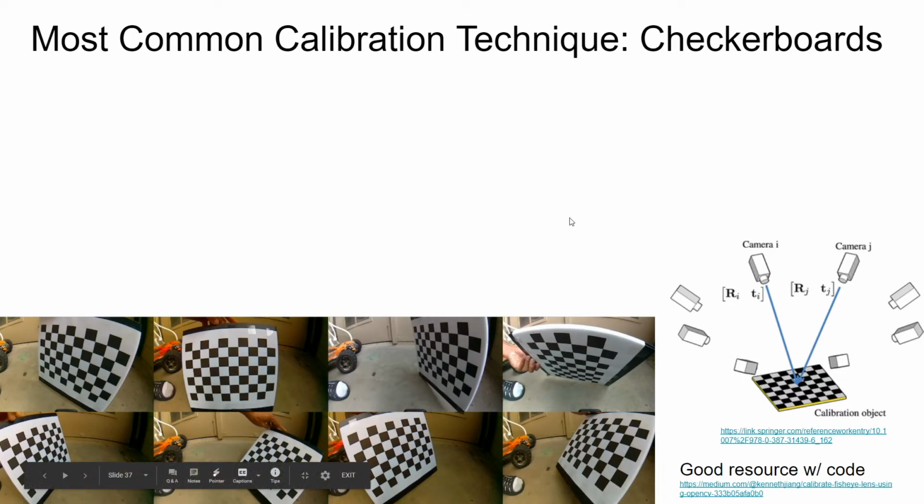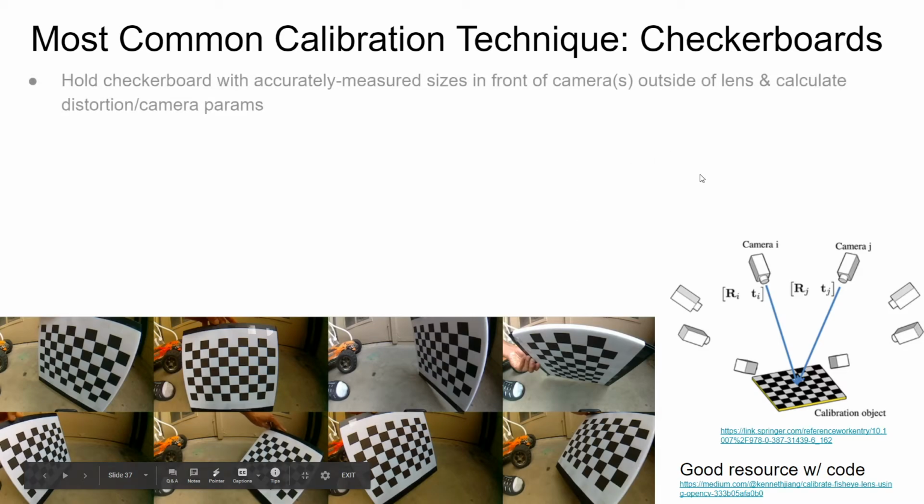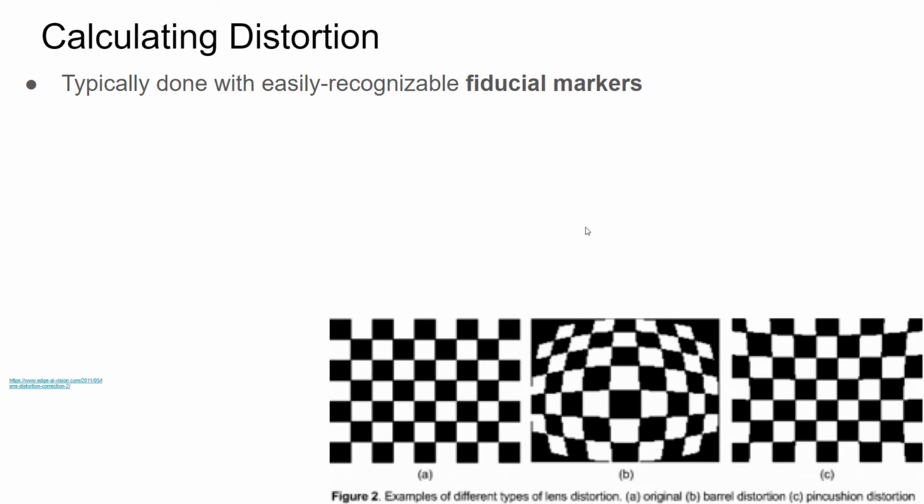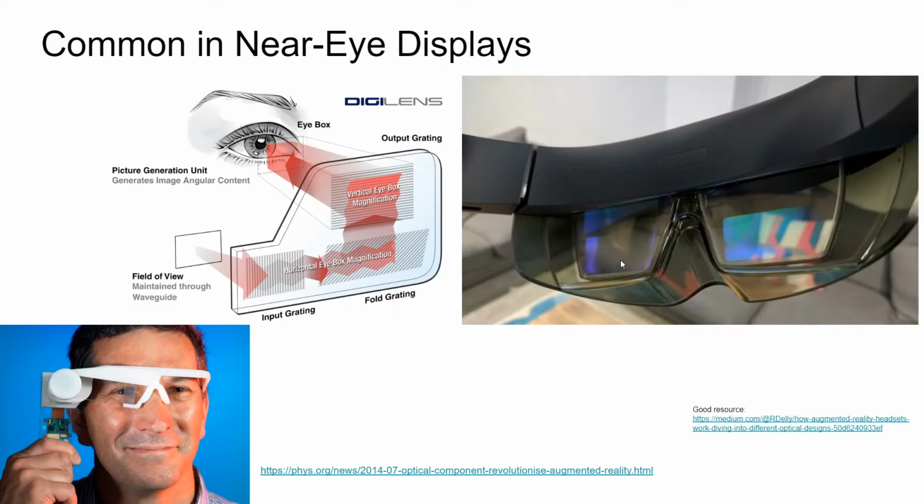So they're just nice. We'll talk about markers in the next slide, but the most common technique is you hold a checkerboard in front of the camera. Well, you hold a checkerboard for which you know the exact sizes of each of these squares, and you hold that in front of the camera. And if you're doing a lens distortion calculation, what you do is hold the checkerboard outside, like you basically put the lens itself between the camera, in this case the camera would be like your eye, and the checkerboard. So the camera will be out here, for example, and your eye will be over here.